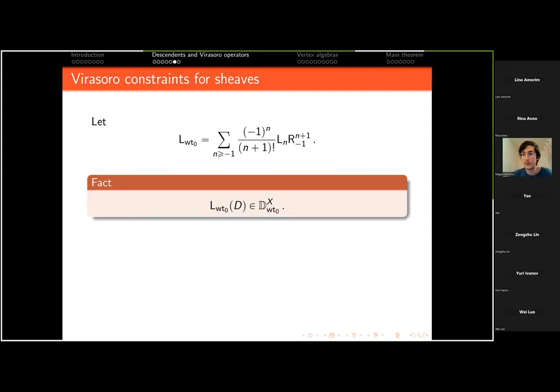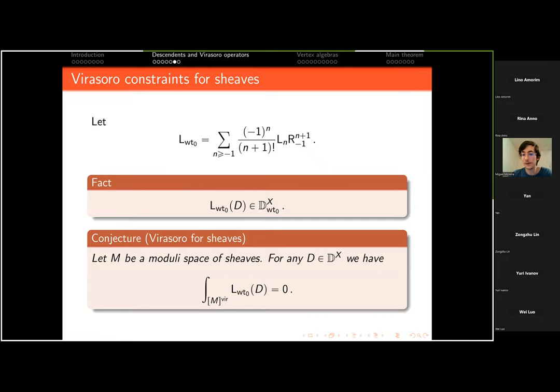So with this in mind, we can now make the conjecture of the Virasoro. We take any D in the descendant algebra. We apply L weight zero. We get a weight zero descendant, and then we can integrate against the virtual fundamental class by realizing using any choice of universal sheaf, because that choice does not matter. And the conjecture is that this is always zero. For every D that we put here, we always get zero.